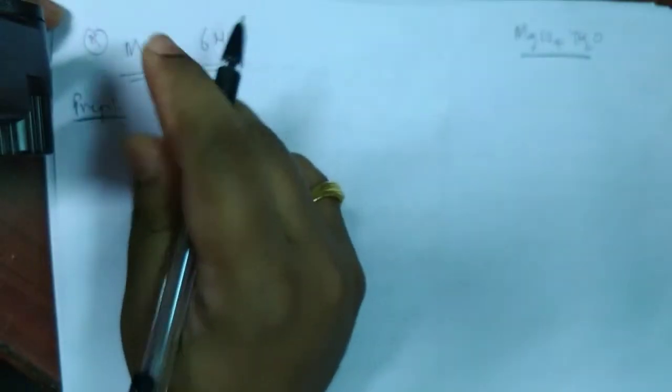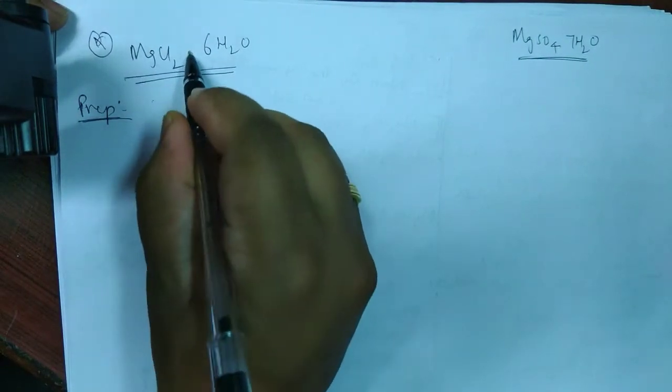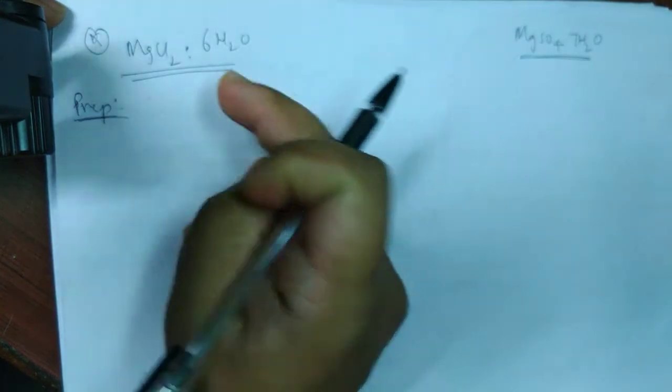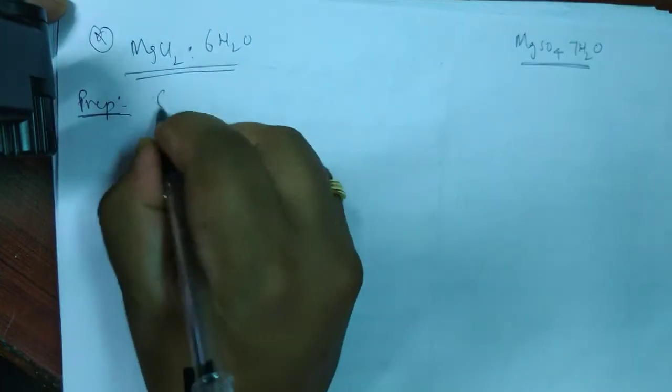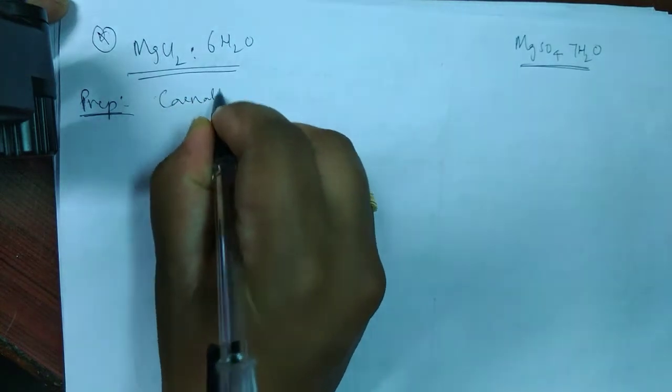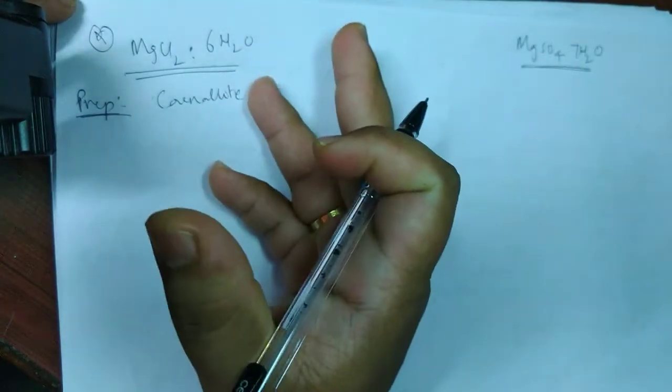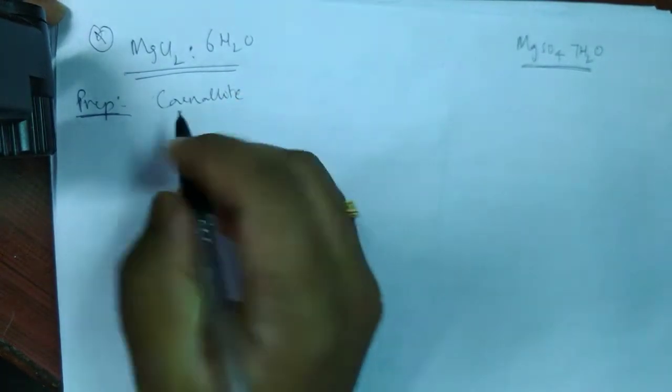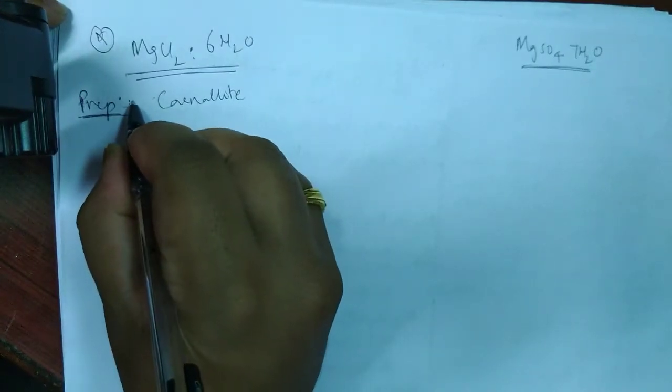MgCl2.6H2O is prepared from a mineral source. In fact, what mineral already has this? If you have remembered the formulas of various minerals, there is something called carnallite. Remember carnallite? What is the formula? KCl.MgCl2.6H2O. So from that, straight away, if I remove KCl, the desired product is achieved, right? So the first preparation is from carnallite.